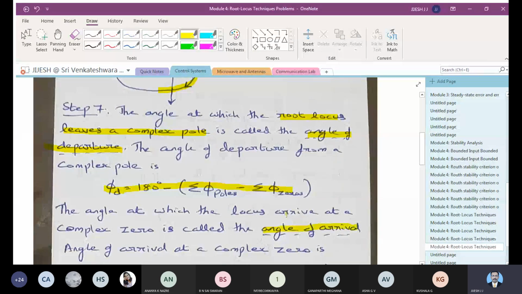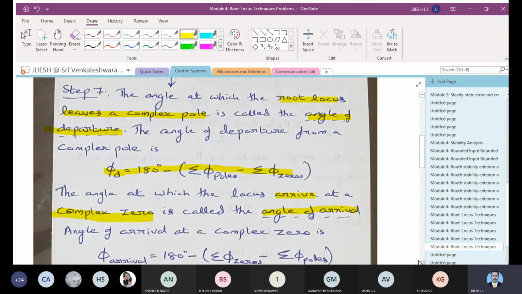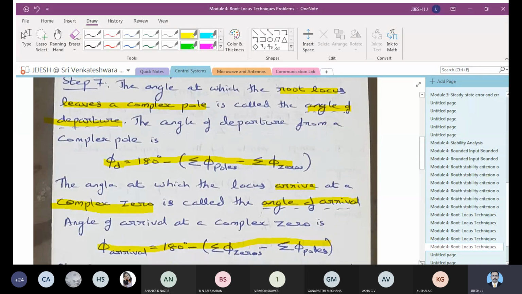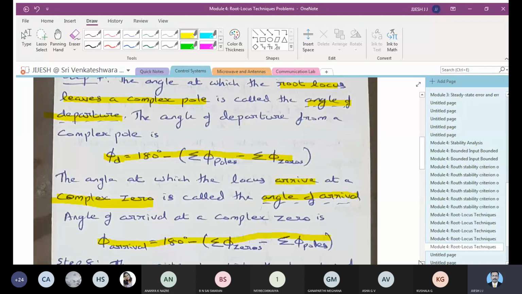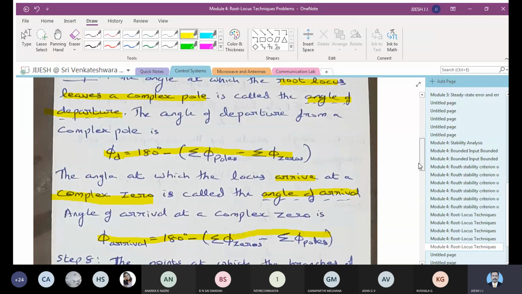The angle at which the root locus arrives at the complex zero is called the angle of arrival. So we have two things, angle of departure and angle of arrival. Angle of departure is called phi d, and the angle of arrival at the complex zero is called phi arrival, and it is calculated using the equation 180 minus summation of phi of zeros minus summation of phi of poles. Those things we can see when we do some problems.